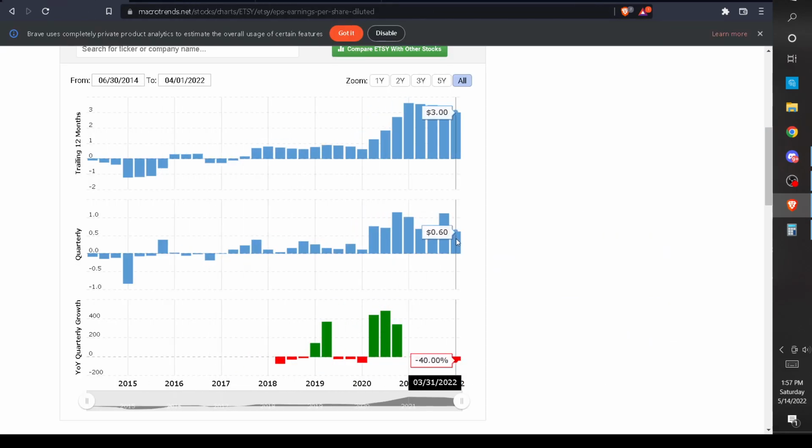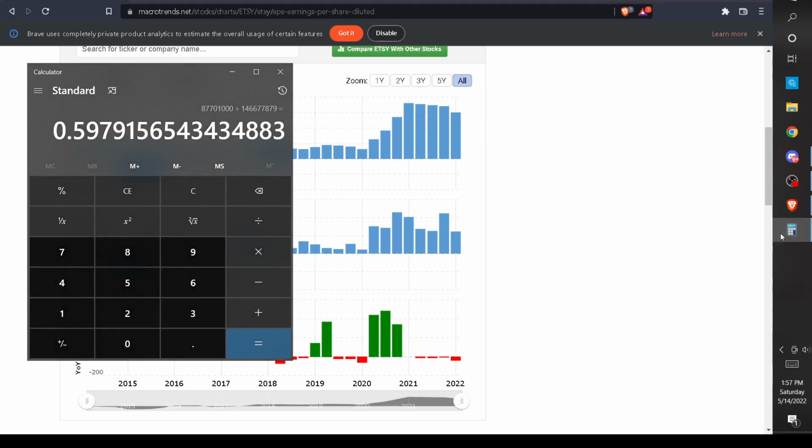So now we take the most recent 4 quarters. So March of 2022, December of 21, September of 21, and whatever month this is, July of 21. We add these 4 up together, and then we get the trailing 12-month earnings per share. So that's $3. So I'm going to prove that to you.